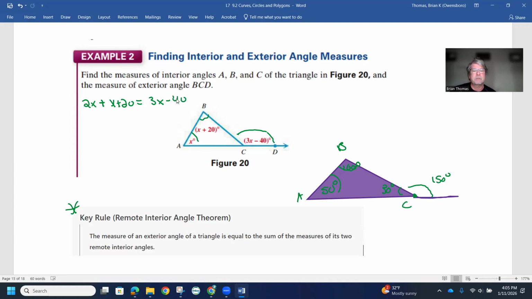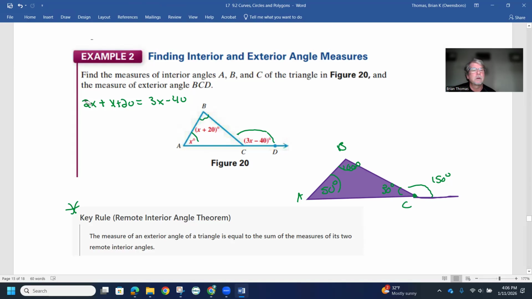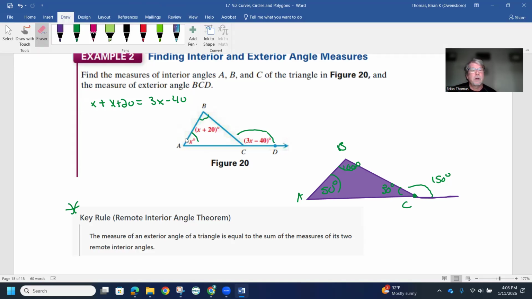minus 40. So if we do some math, I don't know why I got 2x there. Sorry about that. Let me clean that up there. So this angle is x, not 2x. So angle A was x, angle B was x plus 20, and then this angle here was 3x minus 40. So these two angles have to equal this exterior angle. So that's a special theorem we have working with angles and triangles.